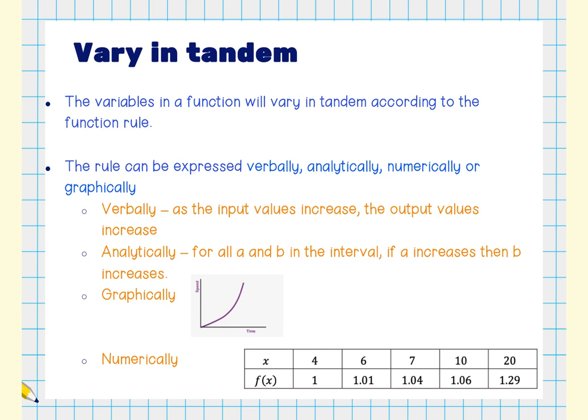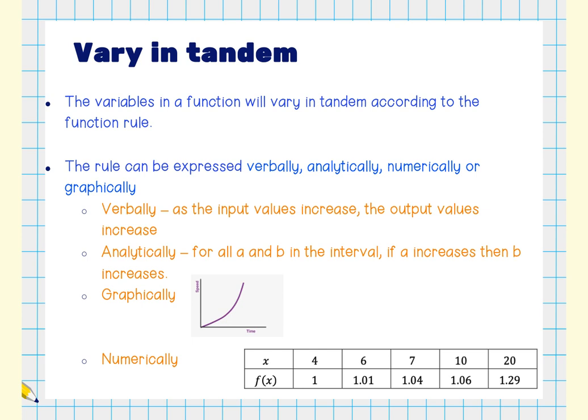So this is the same as saying, as the X values increase, the Y values increase. But we have to use words like input and output. Analytically is like, what does that mean? Well, for all the values of A and B in this specific interval, A and B, if A increases, then B increases. So our graphs can increase, decrease, they can rise, they can fall, that kind of thing. And you'd have to be able to analyze them on an interval, which you'll see in a little bit. It'll say what's happening from this number to this number.